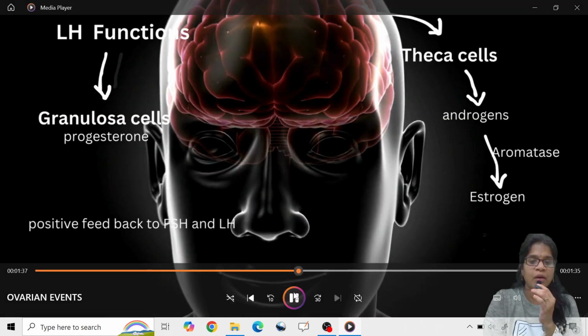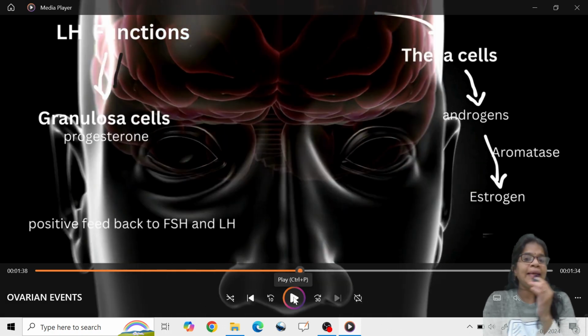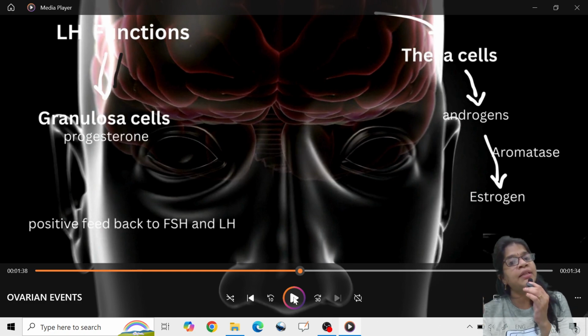Now let's see how the LH acts. LH is the luteinizing hormone that is released. Because of the higher production of estrogen, LH also has a positive feedback and will be increased in the blood. This LH mainly acts upon both cell types. Please remember, if FSH is acting upon the granulosa cells of the primary oocyte, it is releasing estrogen. But if LH is acting upon the granulosa cells, it is giving progesterone. Please remember, it's an important MCQ question.